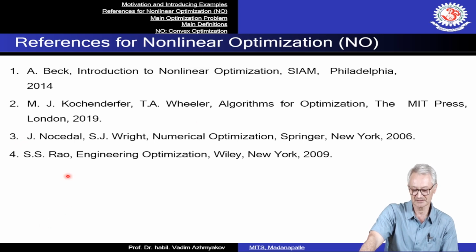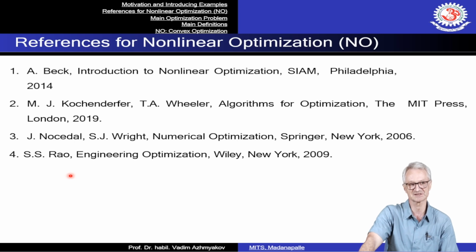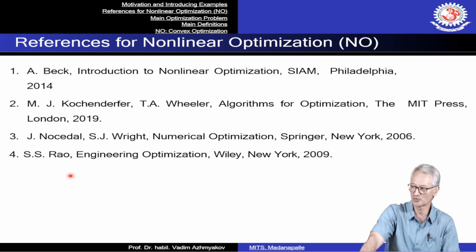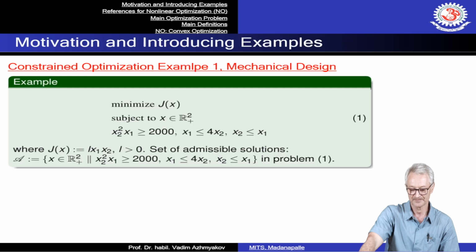And a book written by Rao, Engineering Optimization. This book gives very good insight into the engineering part of optimization theory, that means applications.